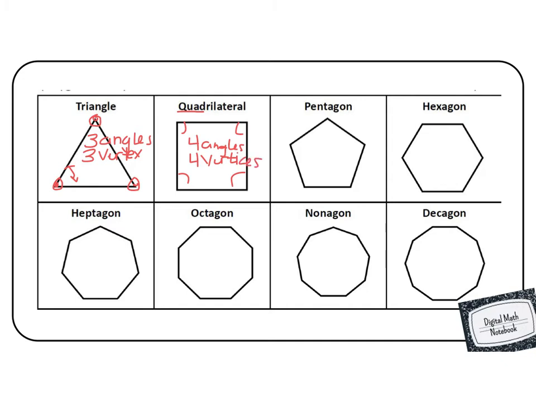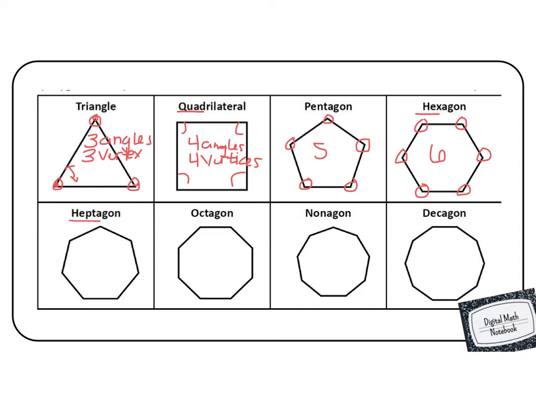A pentagon, let's count it, has 1, 2, 3, 4, 5 angles and 5 vertices. Are you seeing that angles and vertices are similar? They go together. A hexagon, hex means 6, so a hexagon has 1, 2, 3, 4, 5, 6 vertexes or 6 angles. We're getting bigger each time.